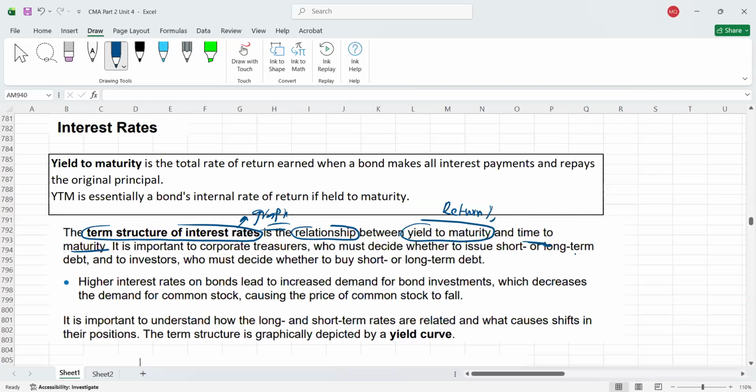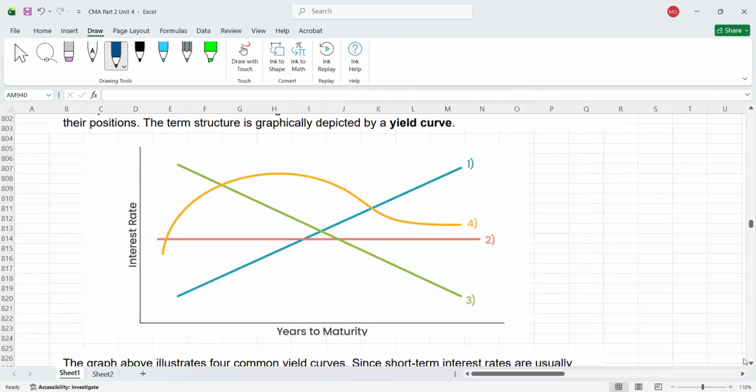In finance, this is a very famous statement: if the maturity period is longer, generally interest rates are higher; if the maturity period is shorter, generally interest rates are lower. But in the term structure of interest rate, we are trying to predict a relationship between yield to maturity and time to maturity. You can look at this graph here. This is the yield to maturity graph, also called the yield curve.